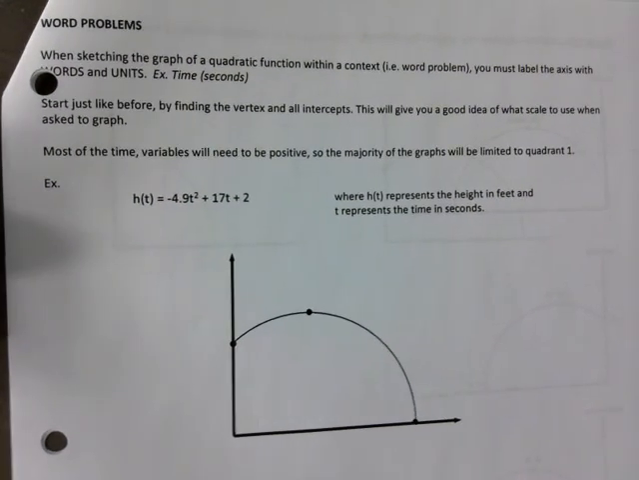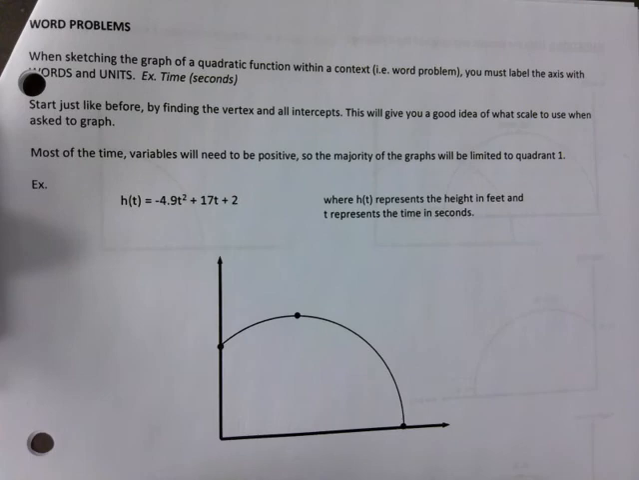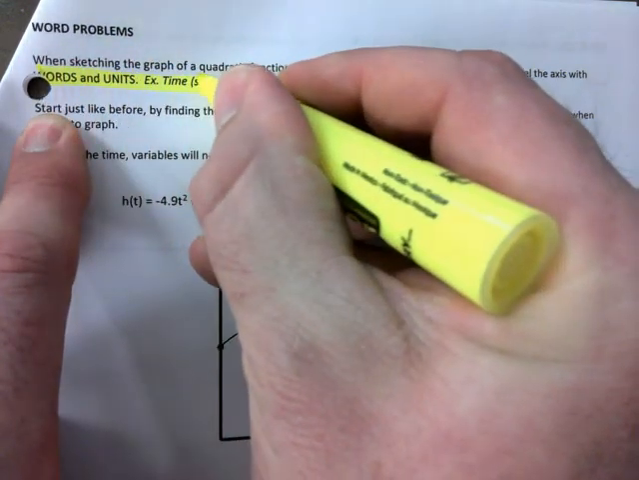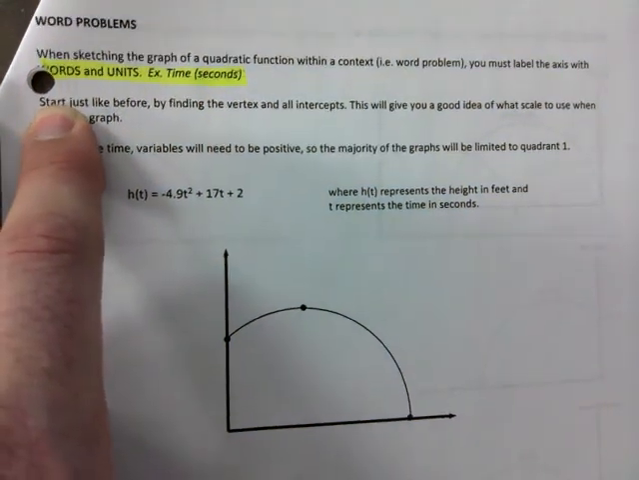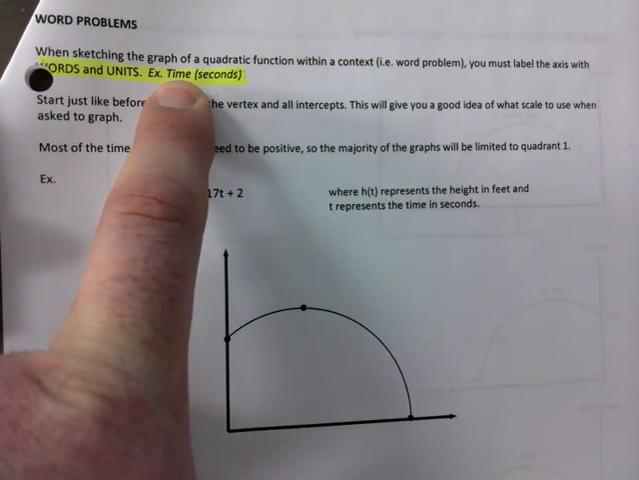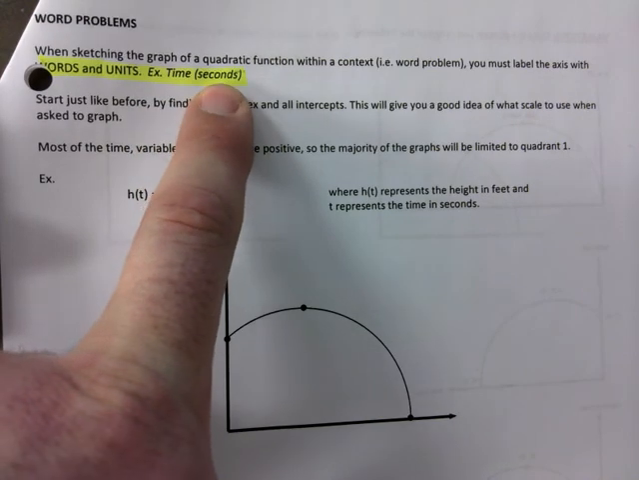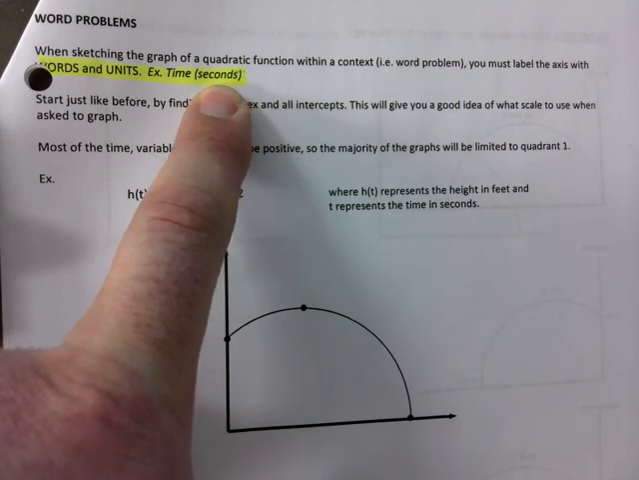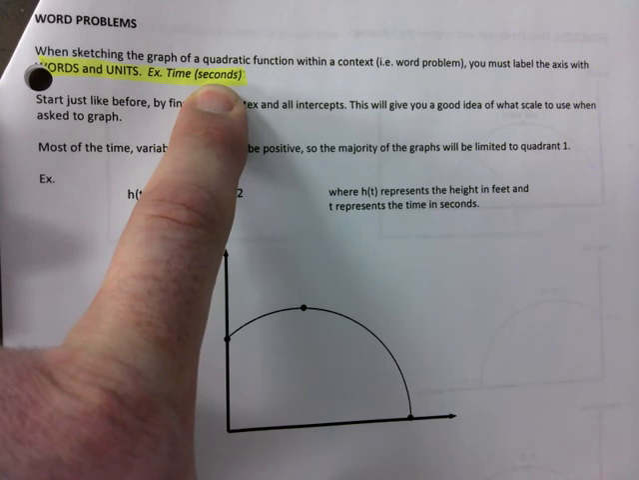Okay. So when sketching the graph of a quadratic function within a context word problem, you must label the axes with words and units. Oh boy, that got taken out, but I think you still get the point. You're going to have to start labeling your x and y axis with time, and not just time. What are we in? Seconds. Is it distance in meters? Is it distance in yards? Is it height in feet? So you need to label it and have the units attached to it.